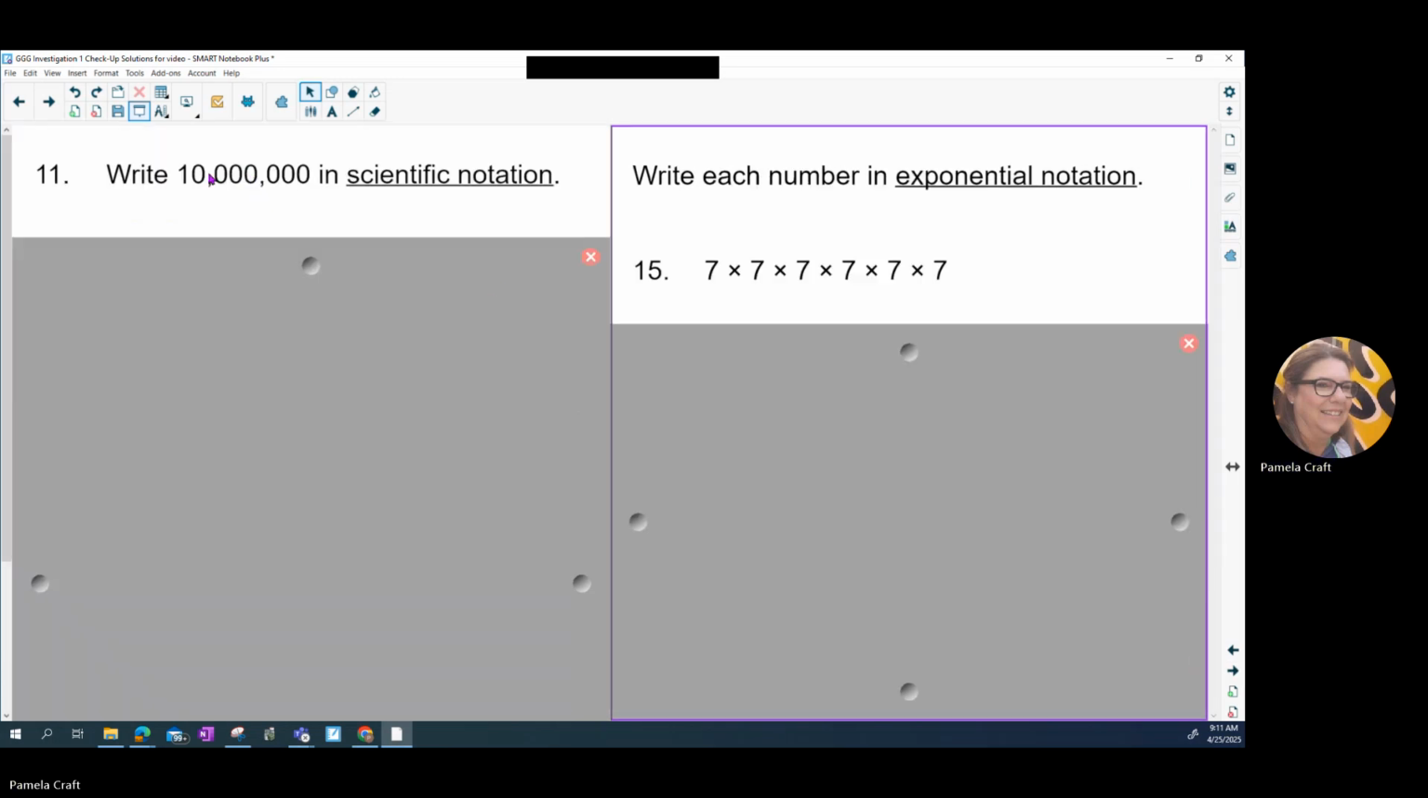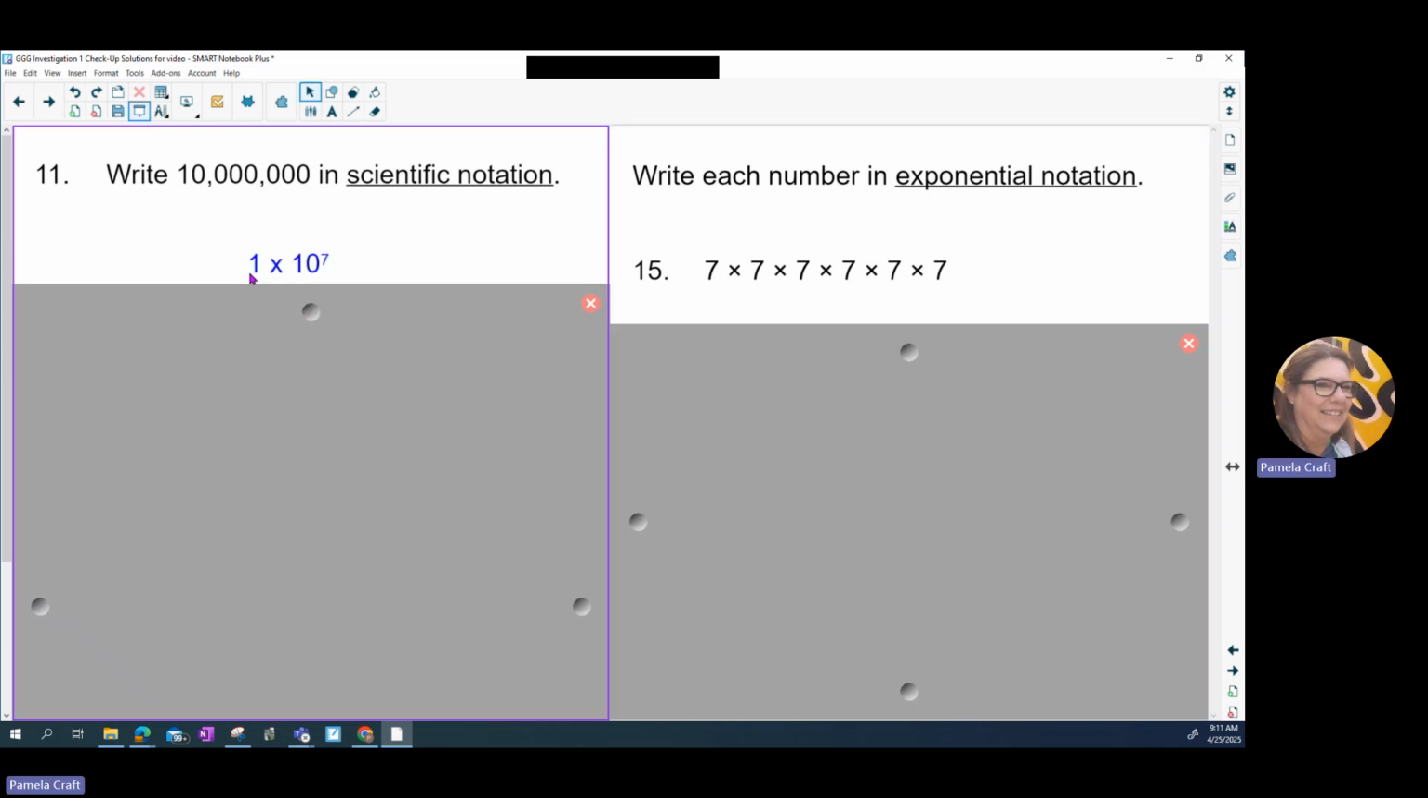11 is write this in scientific notation. So we know each space that we move that decimal, we're going to have 1 power of 10. So our decimal number is 1, and we're multiplying it by 10 to the power of 7 because it's 7 hops to get to the end.